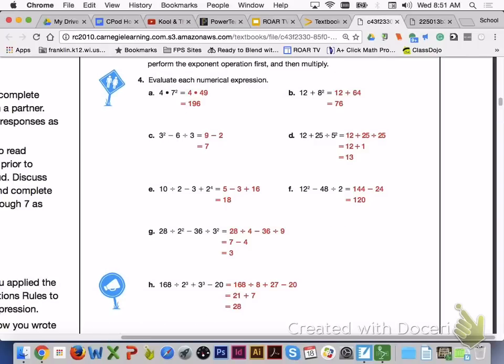For number 4, letters A through H, you need to make sure that you are showing your work in order to indicate the rules that you are following for the order of operations. A 196, B 76, C 7, D 13, E 18, F 120, G 3, and H 28.